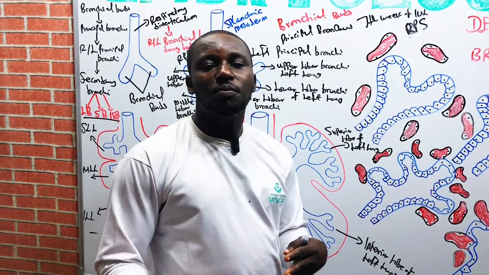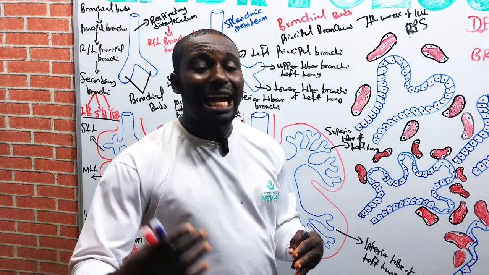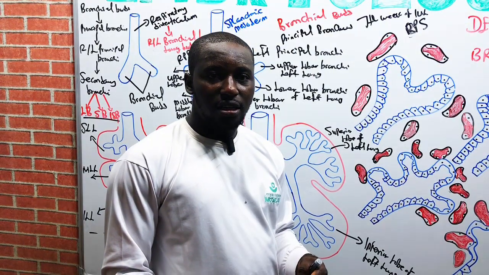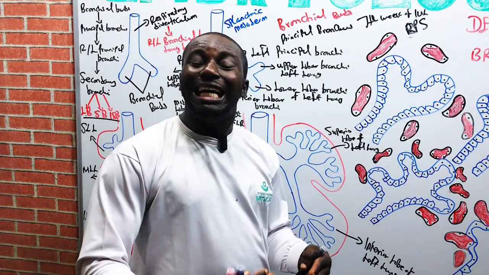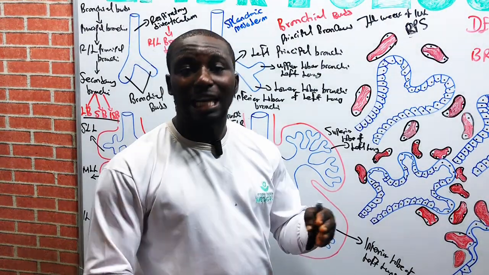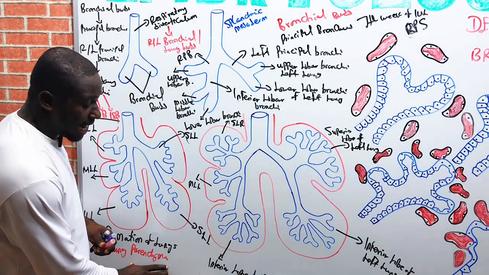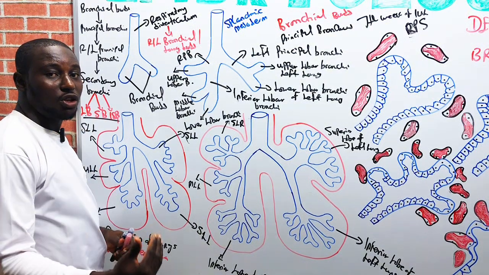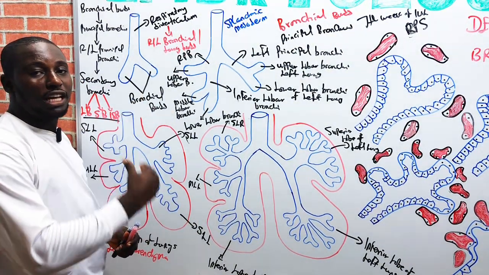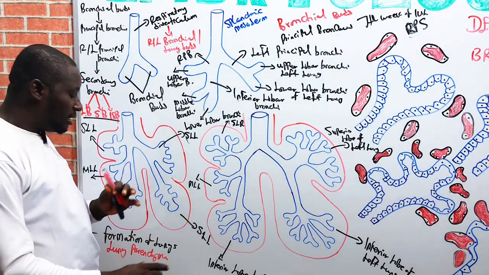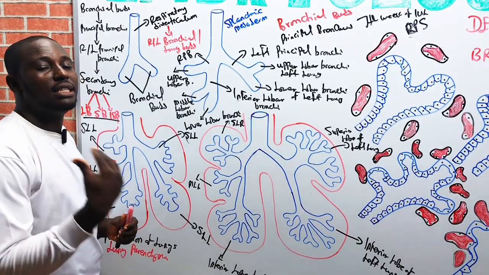Now, the developing lung parenchyma from the bronchial tree is separated by the mesoderm, right? Recall that this lung parenchyma occurs as a result of the subdivision of the lobar bronchi from the bronchial tree, right? And the lung parenchyma is separated from the bronchial tree by the mesoderm.